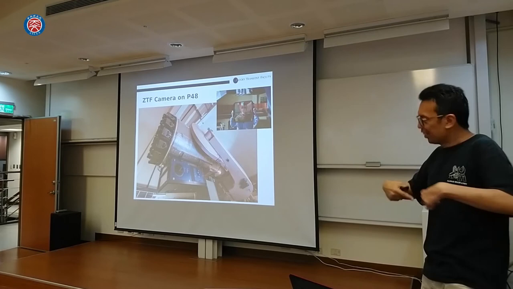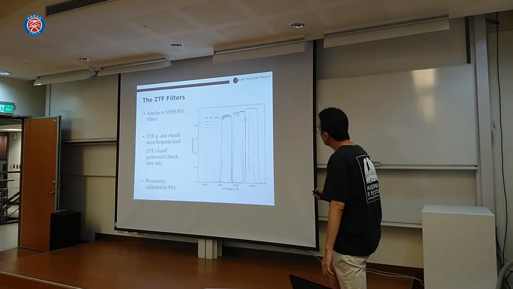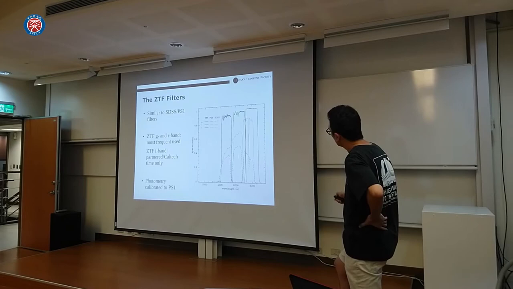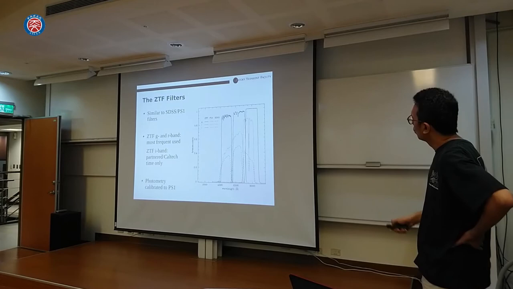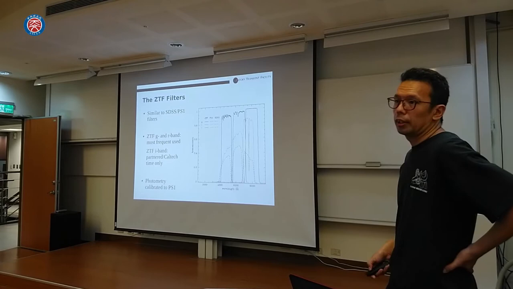ZTF uses the g, r, i filters, and they are very similar to Sloan and Pan-STARRS. So this is just a comparison of the transmission curves in these three bands. And the photometry is calibrated to Pan-STARRS. Okay, so it's already tied to the Pan-STARRS system.